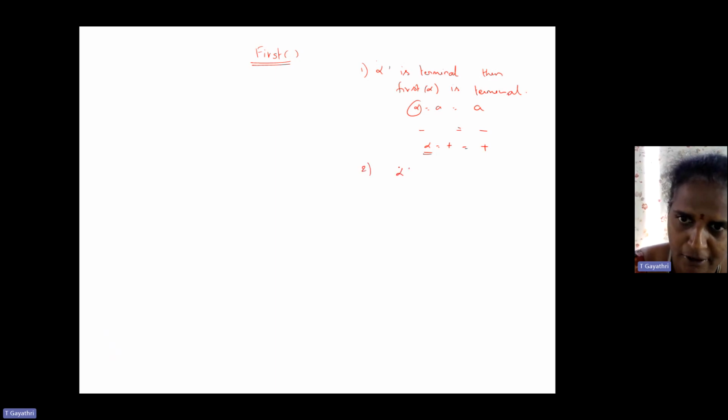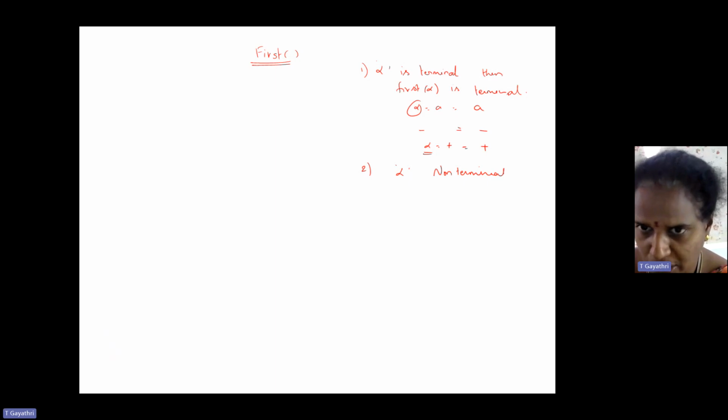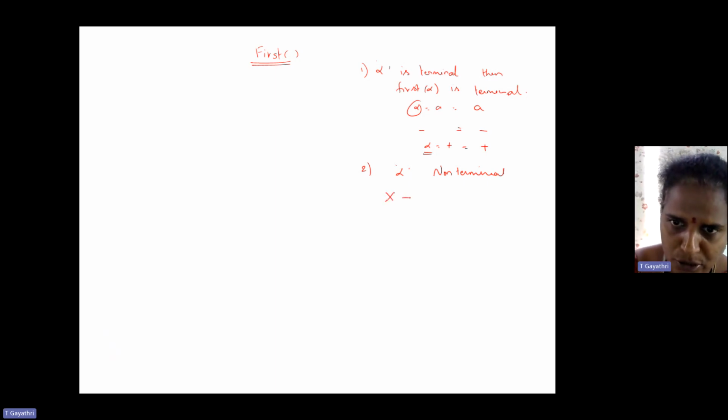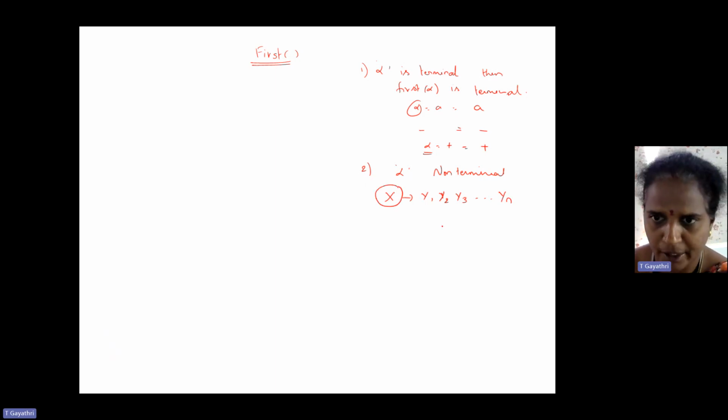And the second is if alpha is a non-terminal. Here two conditions can exist. I will give one example. For example, x tends to y1 y2 y3 and so on. Okay, right? So here I want to find out the first of x.